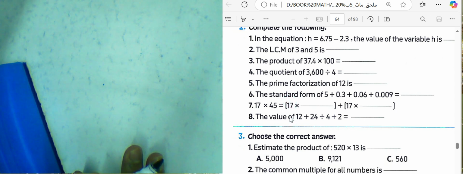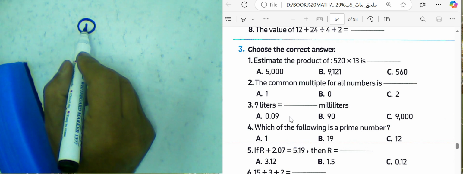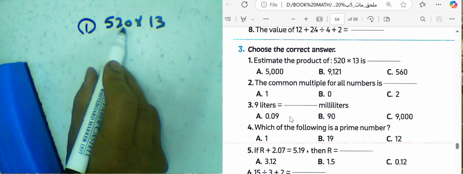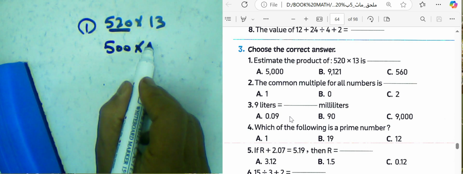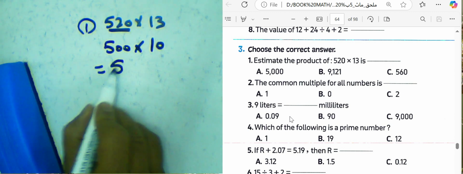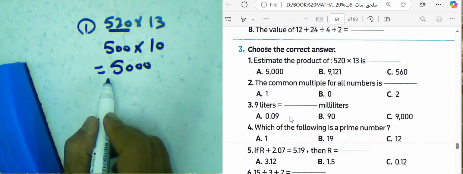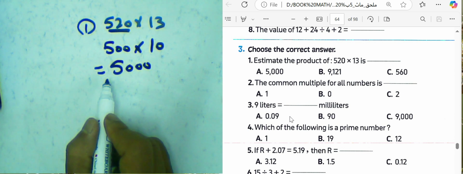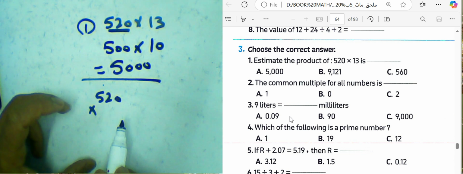Choose the correct answer, number 3. Estimate the product of 520 by 13. We have 520 nearest to 500, 13 nearest to 10. Then the product will be 5000. Choose letter A.